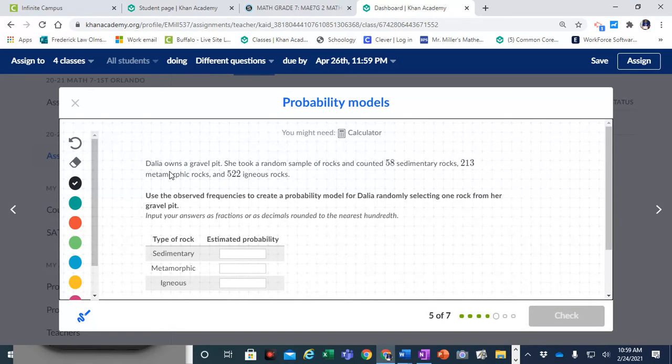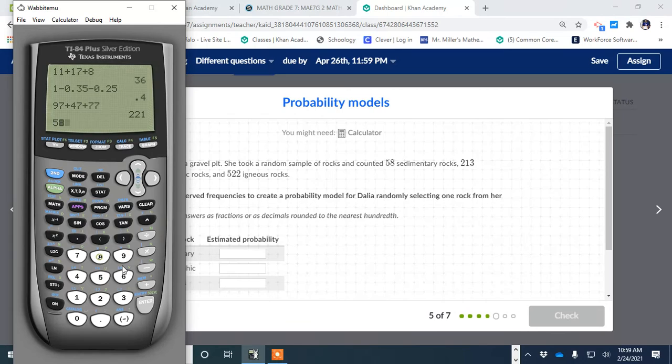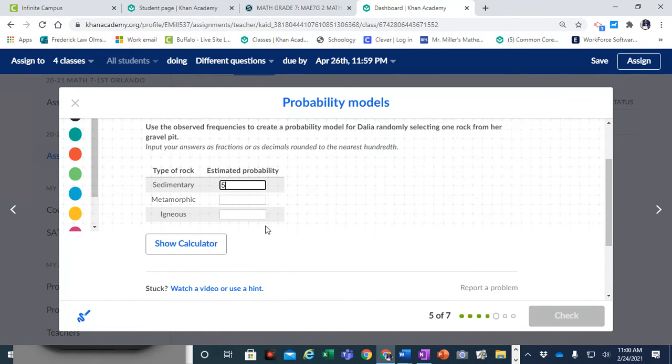Okay, this one again is like the one we did twice earlier. So we need to add up the rocks. So we grab our calculator. 58 plus 213 plus 522, 793. So sedimentary was 58 out of 793.